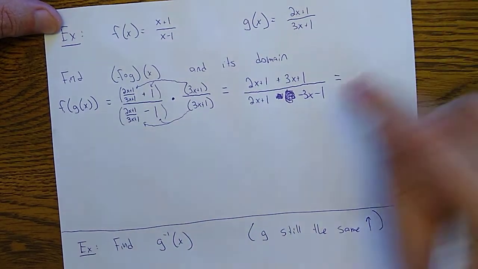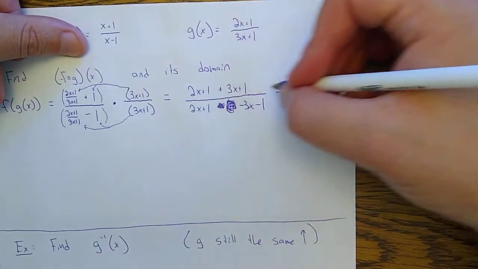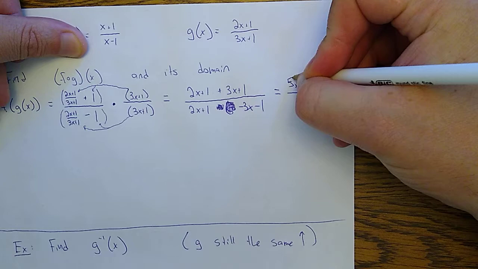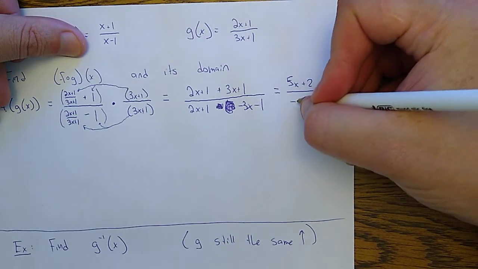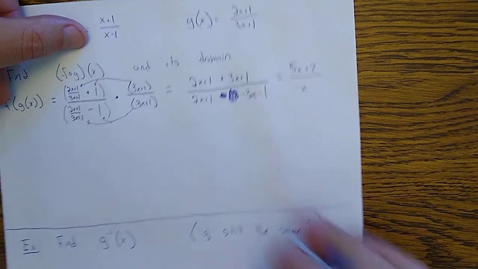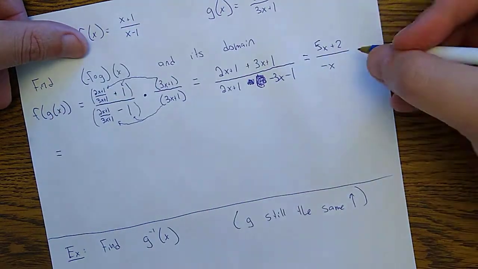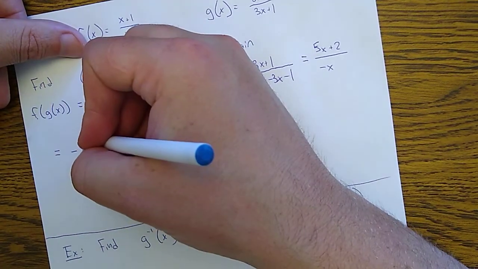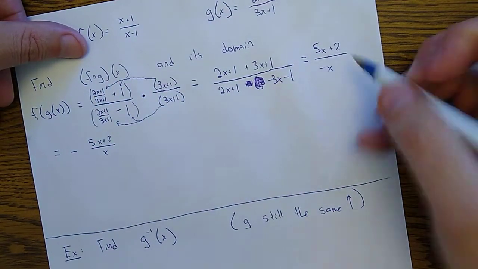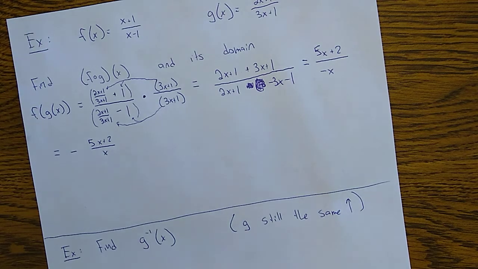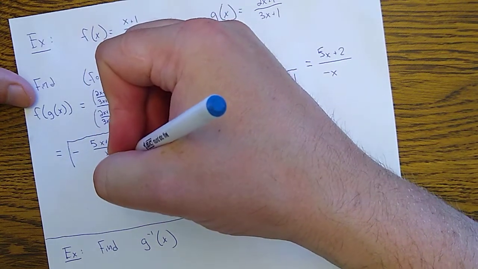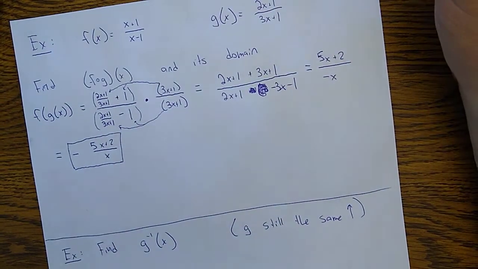Okay? This step will be easy. I'm just collecting some things. 5x plus 2 over negative x. I guess that's it, because the 1's cancel. I thought this was the last step, but I don't really like this negative sign in the bottom. I would rather put that negative sign in the front. But that's all I'll do. So this is my simplified f of g of x.